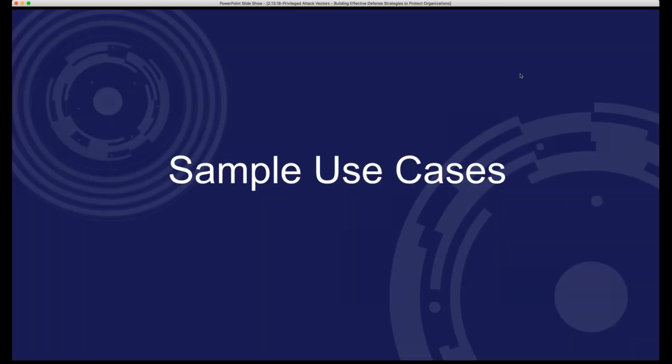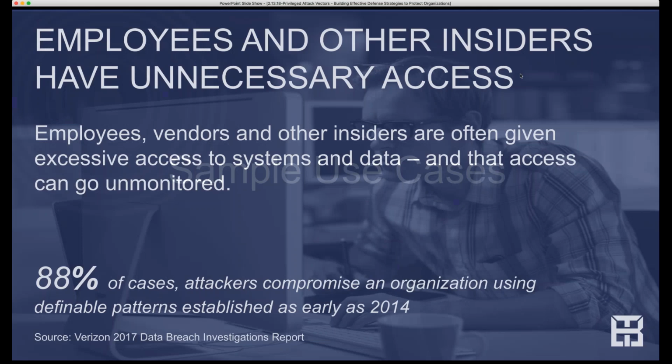This leads us to some very, very simple use cases. When we talk about privileged access management, they really can be boiled down to 3 primary use cases. The first is employees and others having unnecessary access and rights. Let's take a little step back on this for a moment.